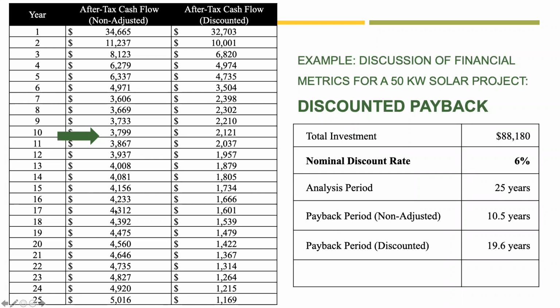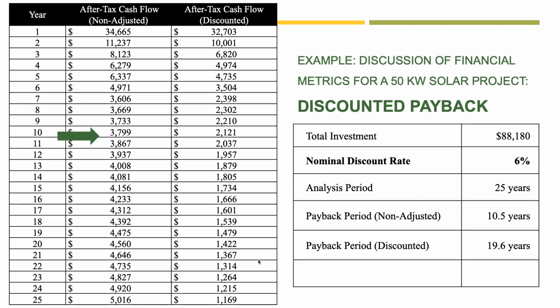So we recognize that in year 20, because I have to wait to get that return, it's not worth the same amount. So we applied a 6% discount rate, and you can see in year 20, a discounted cash flow is going to say, well, that $4,500, if you have to wait 20 years to get it, it's really only worth $1,422.